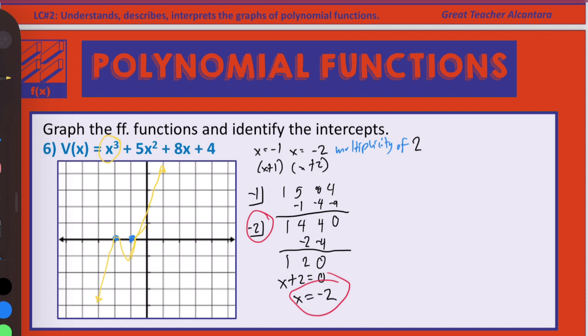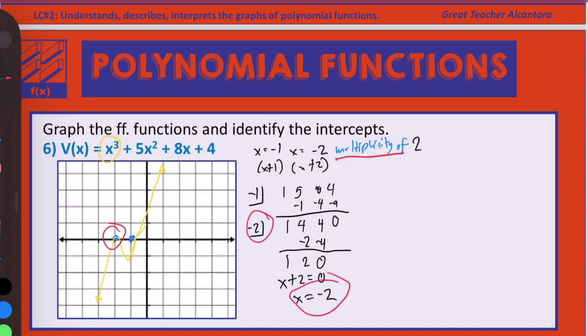And here is one of the most important parts. Again, it bounces off because there is a multiplicity of 2.